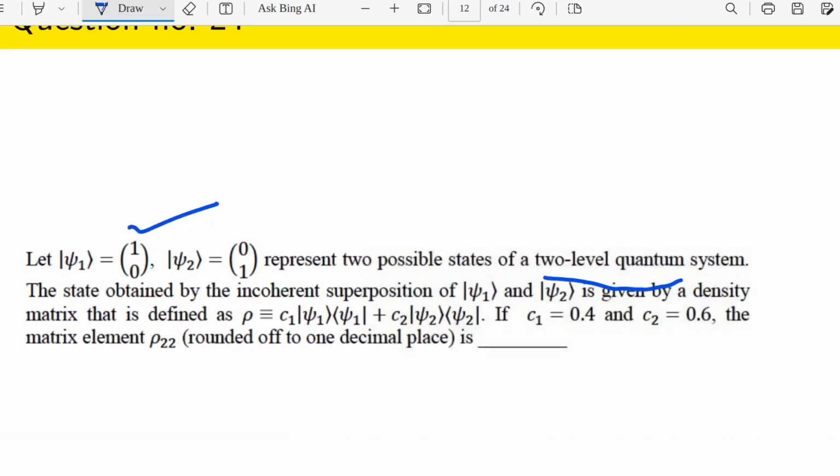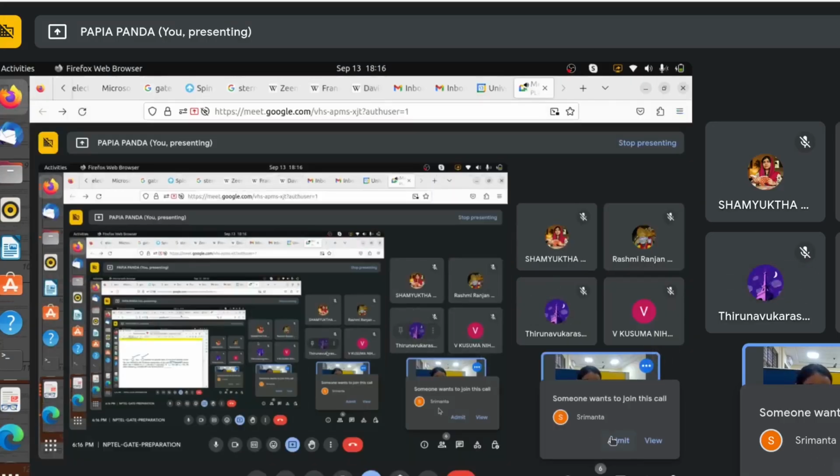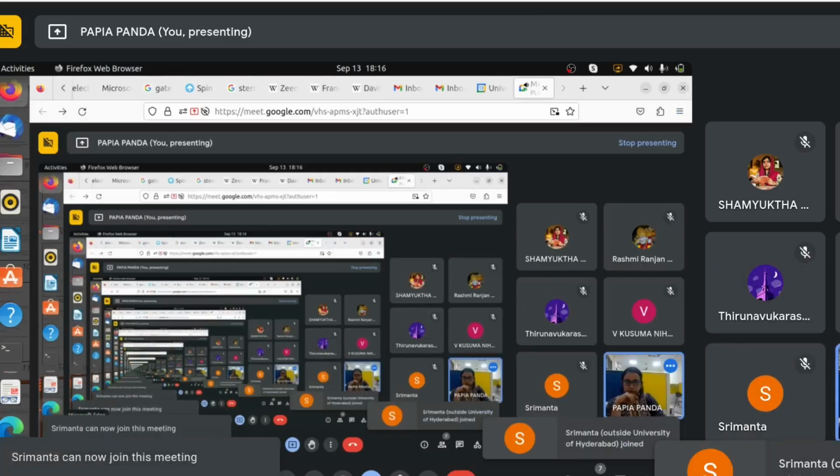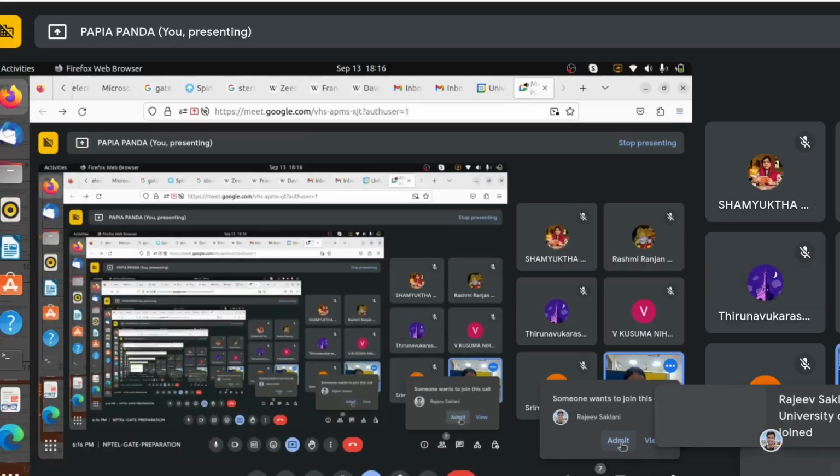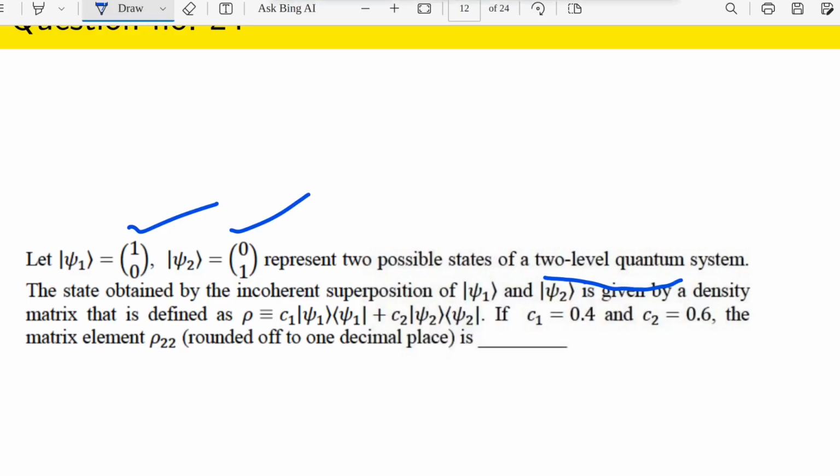As you all are familiar with these two states, the state obtained by the incoherent superposition of psi 1 and psi 2 is given by a density matrix. So how are they related? Here psi 1 is (1, 0), psi 2 is (0, 1), and there are two possible states of a two-level quantum system, and the state obtained by the incoherent superposition of psi 1 and psi 2 is given by a density matrix which is written here.